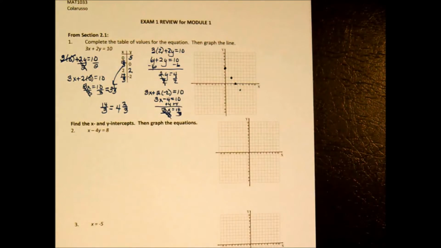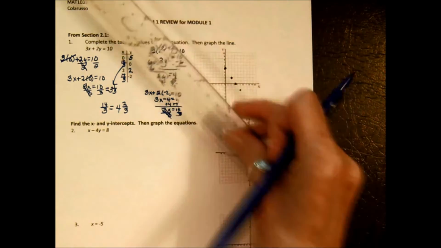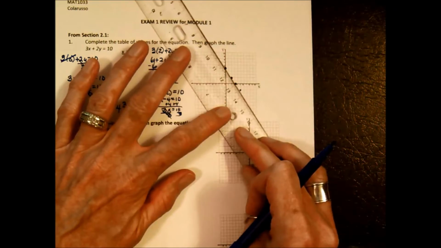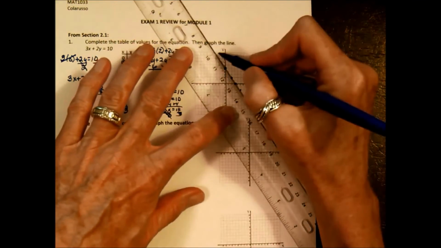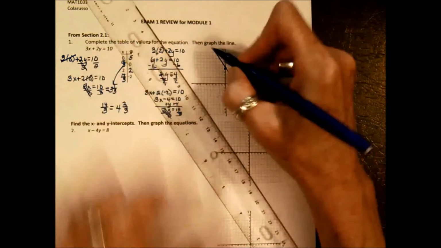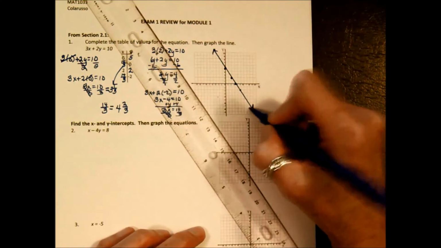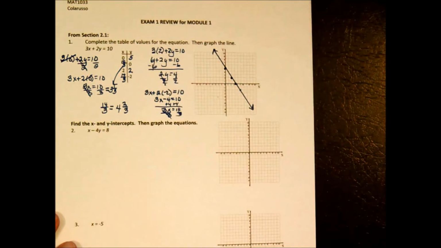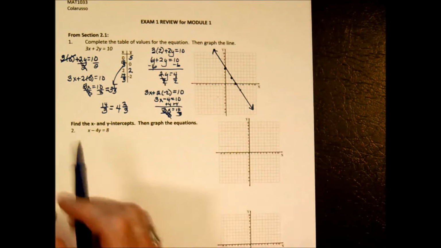And you can see they do all line up, and when I connect them, I'm going to use a ruler so I can actually do it correctly. You can see that those points are all solutions to that equation and they line up to make a straight line. All right, let's look at the second question.